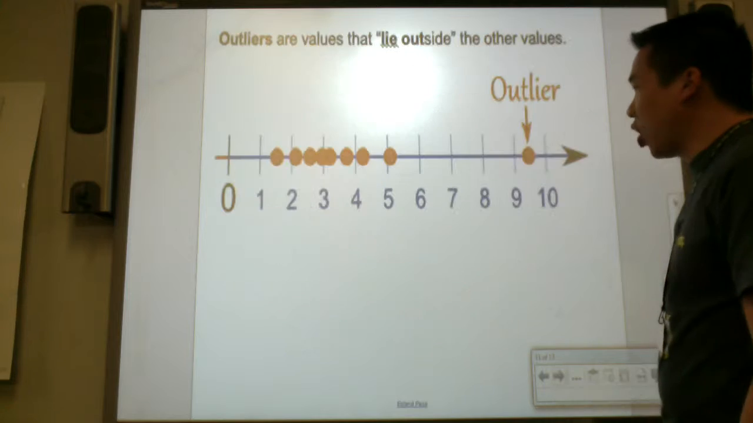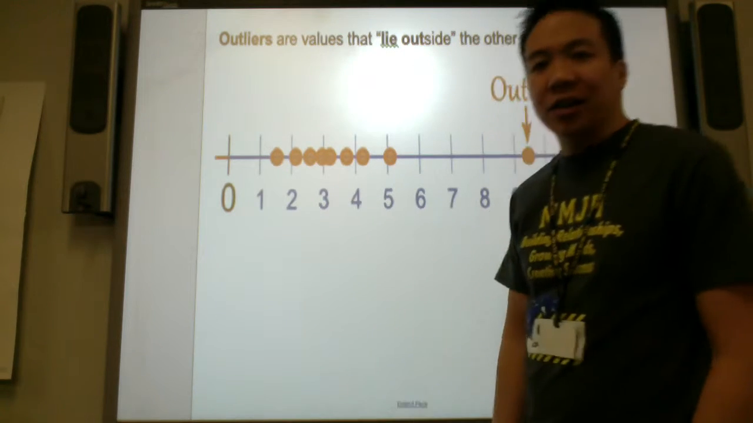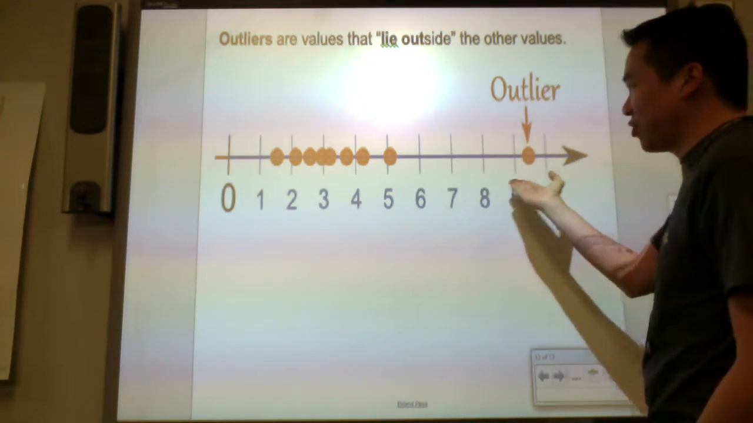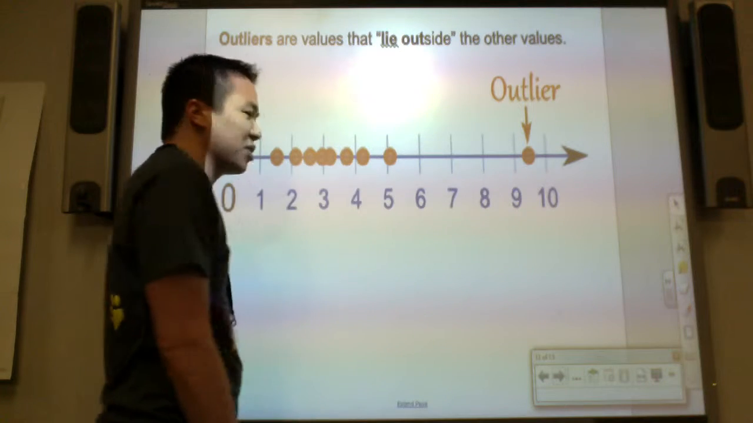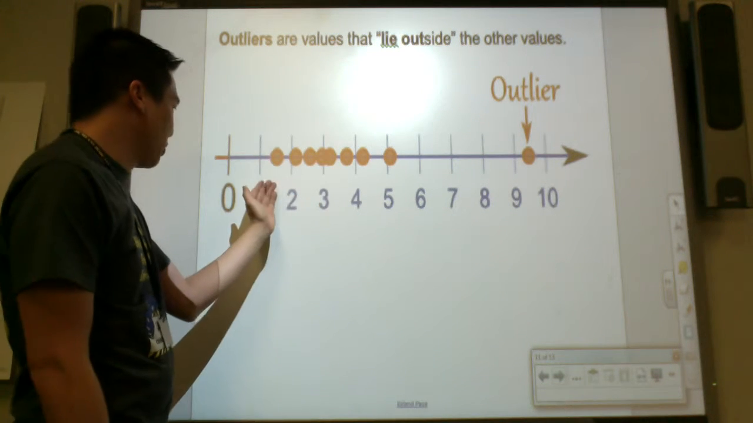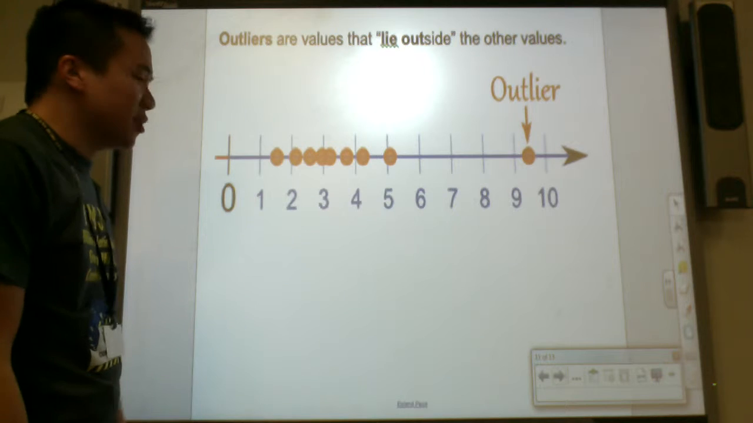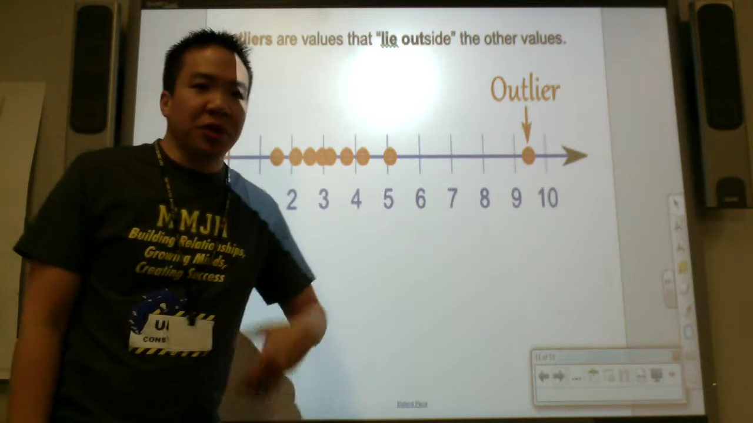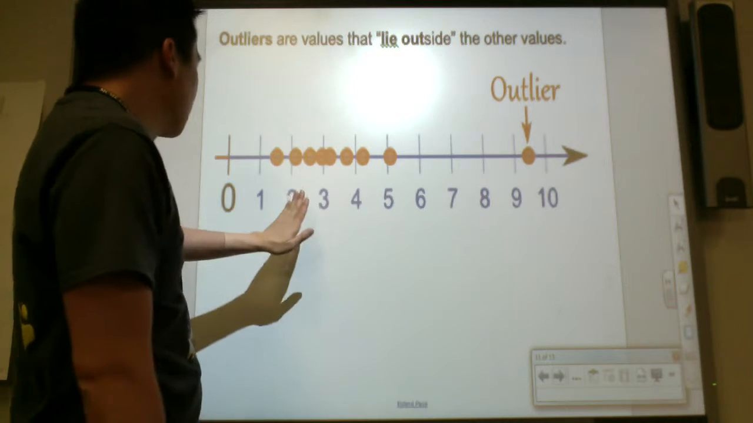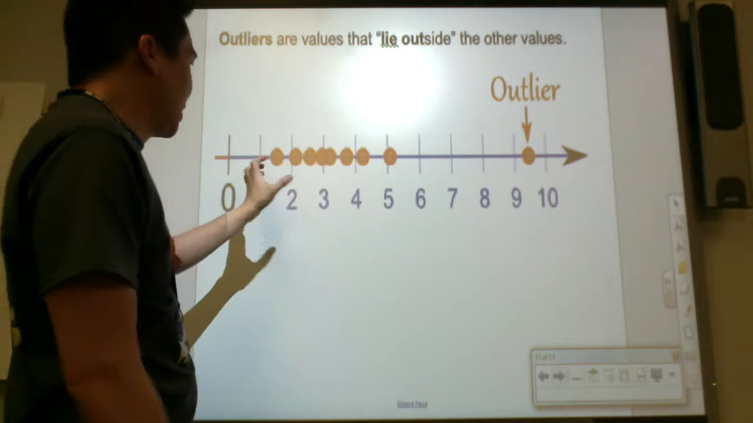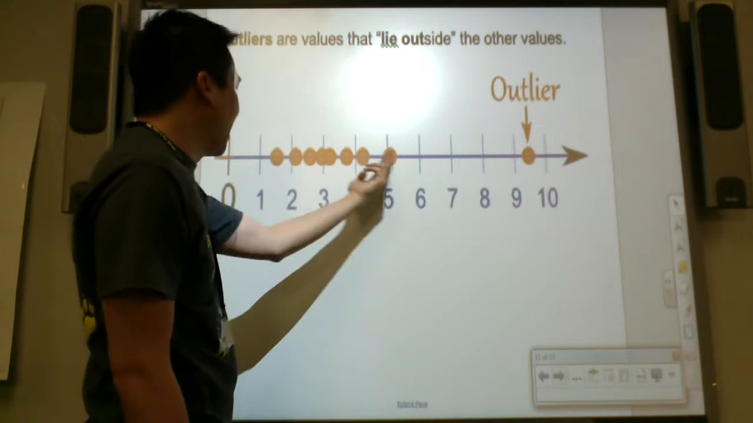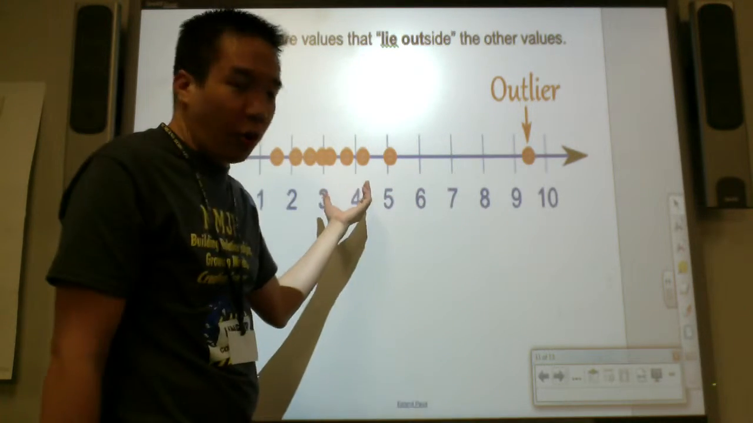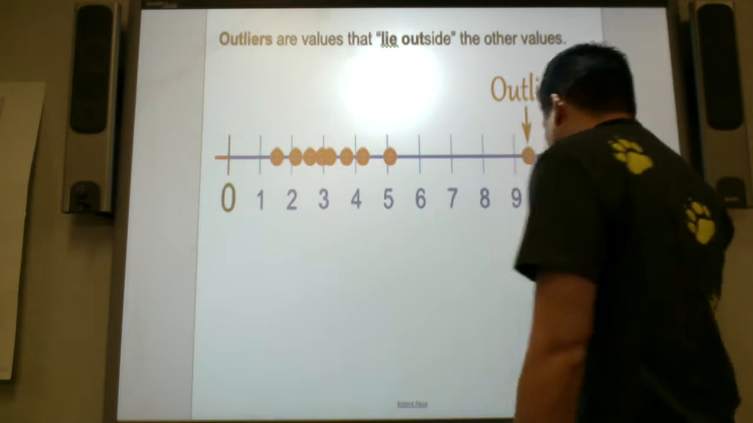The last thing we're going to talk about is something called outliers. Outliers are numbers that lie completely outside of the norm. This is completely off track. For example, this could be how much money you collected in this game. You can tell the majority of the kids cluster right here between 1.5 and 5. However, this is 9.5. This person is outside of the norm, so that's why it's called an outlier.